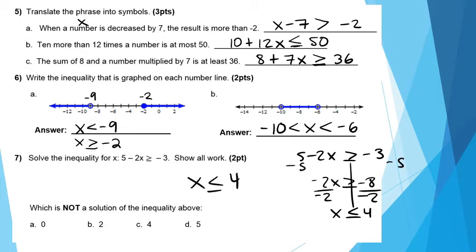And so the next part asked me which one is not a solution. So which number is not less than or equal to 4? That would be D, 5.